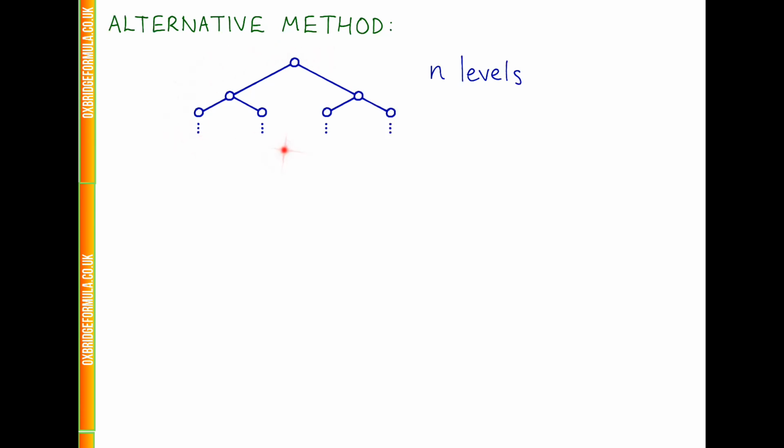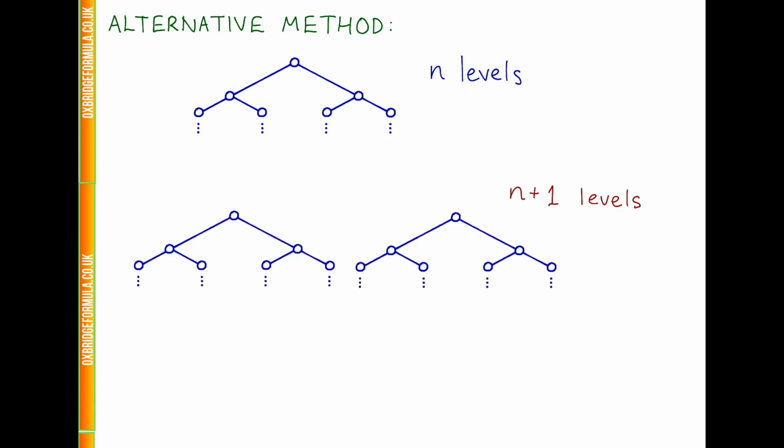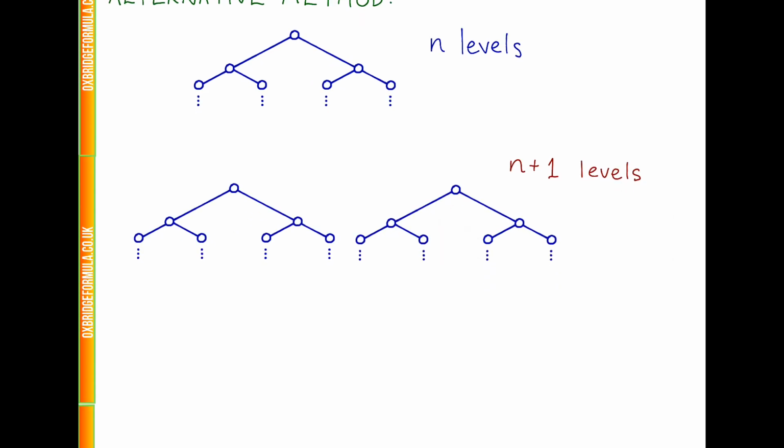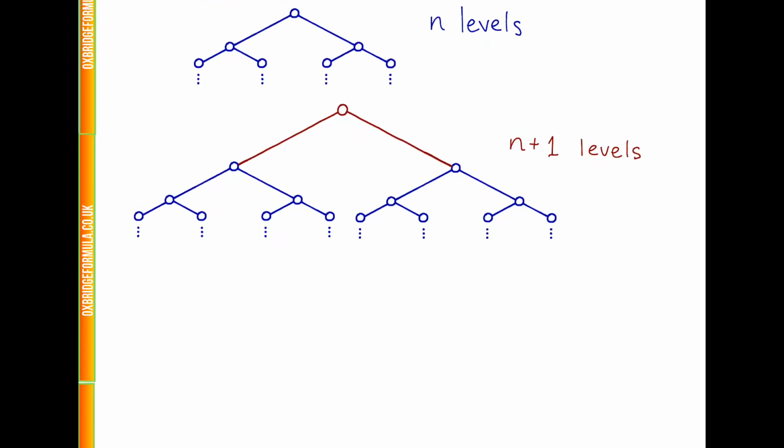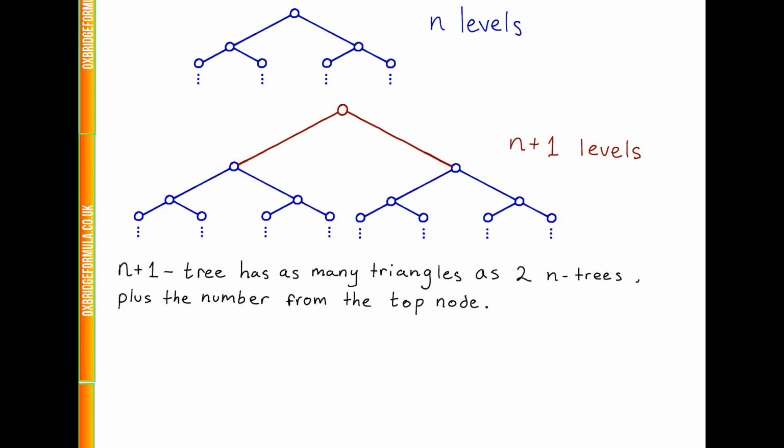When we think about adding a level to our n-leveled tree, we might think to add it to the bottom, but in fact, it makes more sense to add it to the top, since then we only deal with the one extra node. The construction would look like this. We take our 2 n-leveled trees, and then connect them at the top by our extra node. Now, is there any easier way to think about the number of triangles, particularly in terms of the number for n levels? We know that we'll have all the same triangles in each of these 2 n trees, plus however many we get from our top node being added.